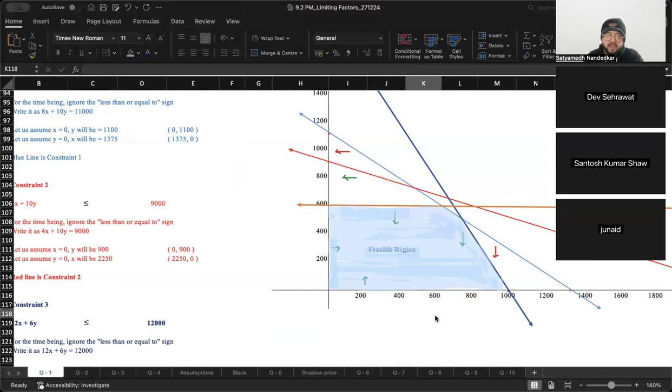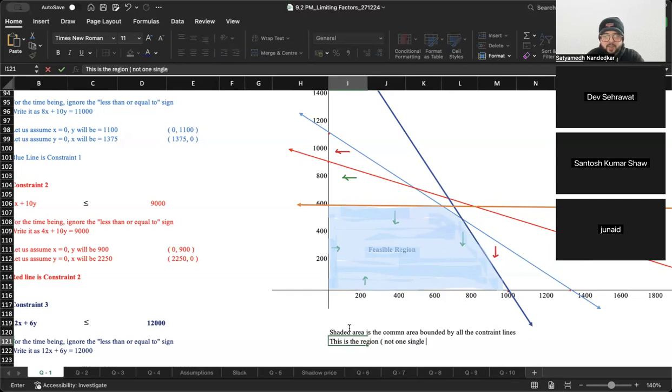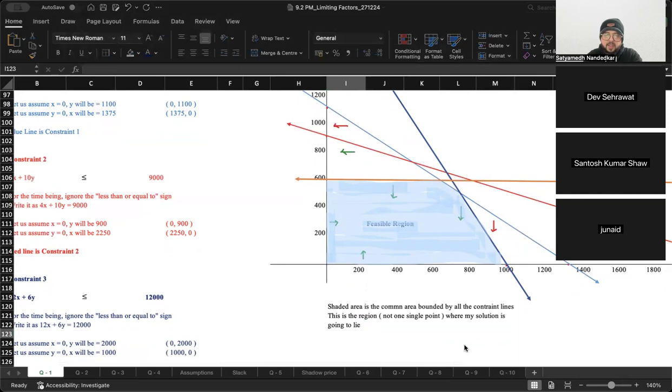Now, shaded area is the common area bounded by all the constraint lines. This is the region, not one single point, where my solution is going to lie. Now you could say, all of these are possible points and my answer could lie anywhere, and so many infinite points are possible.